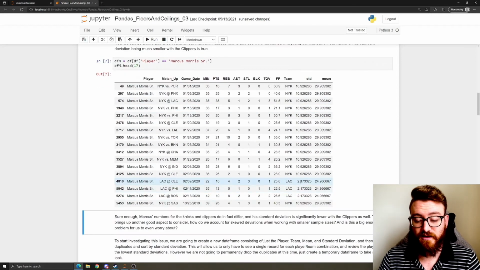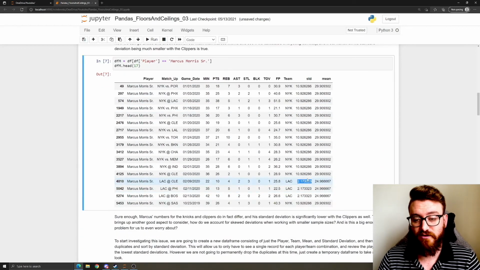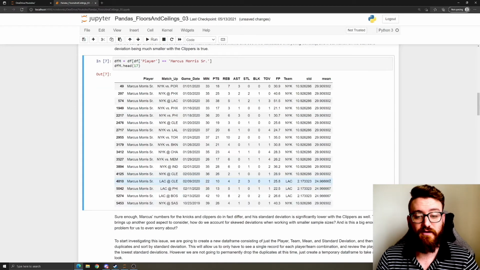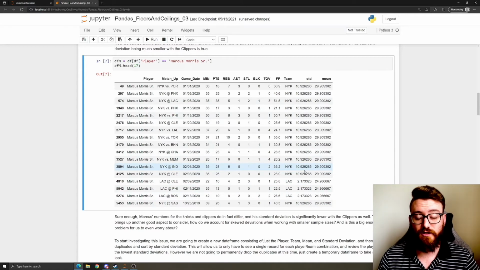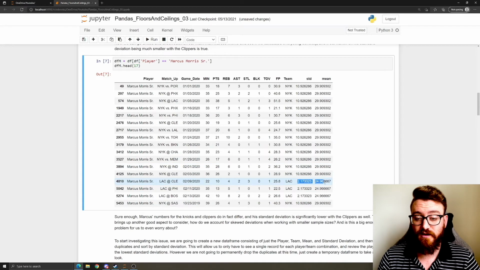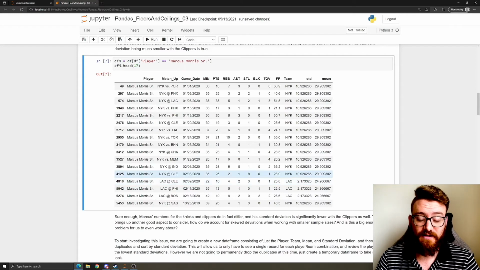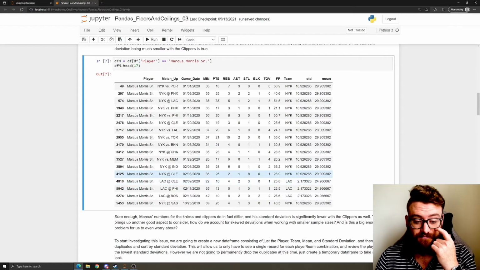and we can see that yes, he had a 2.17 standard deviation with the Clippers and a 24.9 mean with the Knicks. So if you just had this data that ran like this, no more checks, no more balances, your algorithm would think that he is a significantly more consistent player with the Clippers than he was with the Knicks. And that's not necessarily the case.